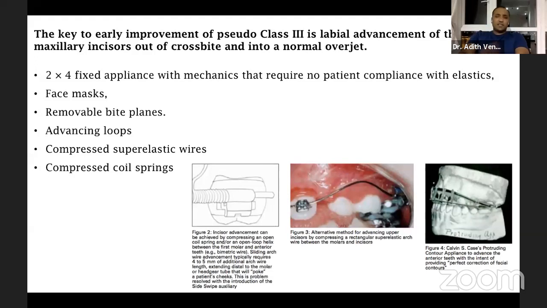Many things have been used, like a 2x4 appliance. You can just bond 4 teeth in the front and 2 molars at the back, and then you can use elastics, something like class 3 elastics with an open coil spring there.